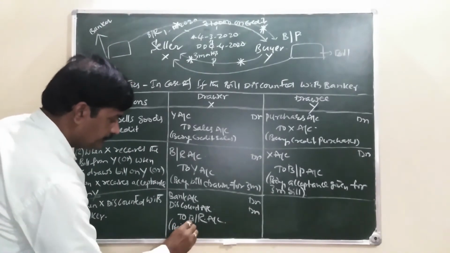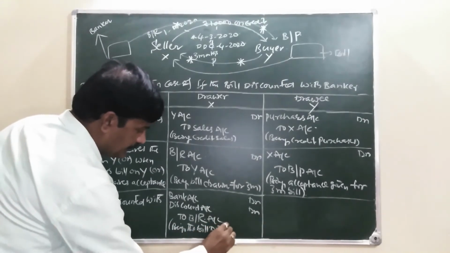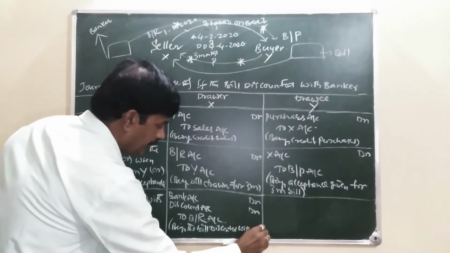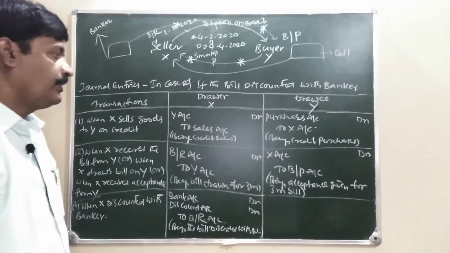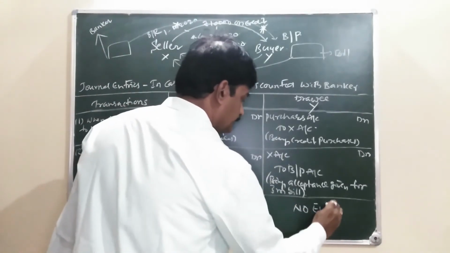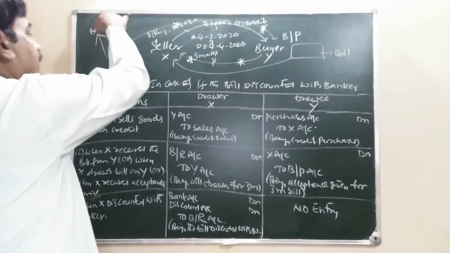Being the bill discounted with banker. No entry will be passed in the buyer's books because the transaction is only between X and the banker.